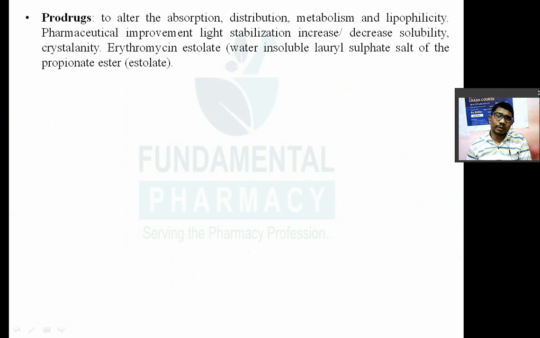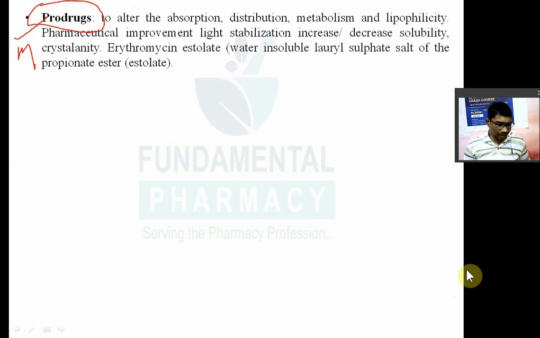Now what do you mean by prodrugs? You have seen prodrugs in pharmacology, we already saw this. Prodrugs are inactive drugs as such, which are metabolized in the body and release the active drug. They are known as inactive medicinal agents, and in the body after metabolism they are activated, right?